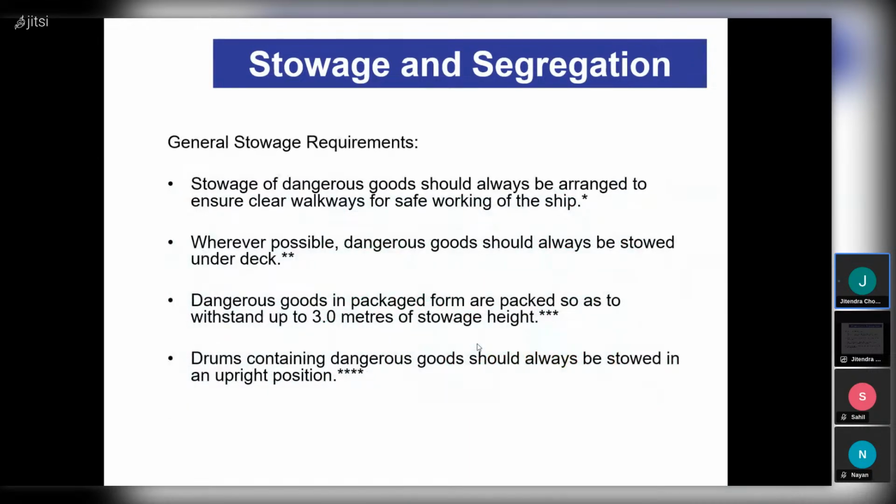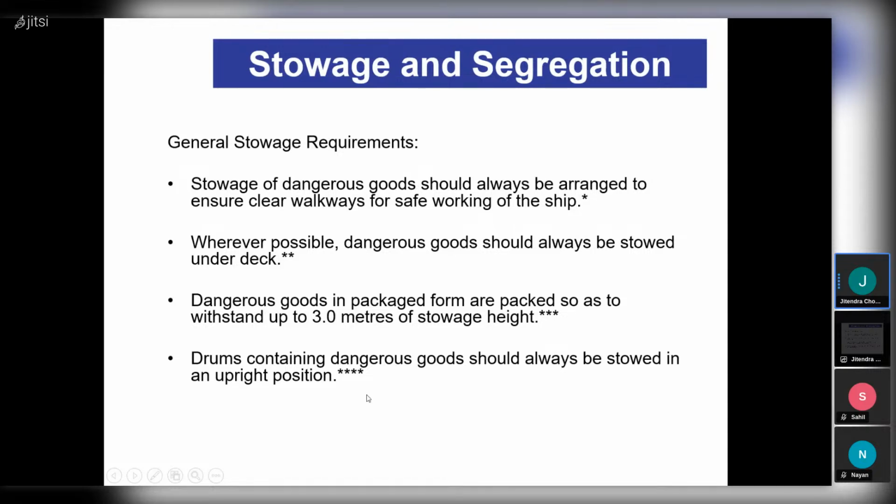Then all should maintain a proper distance and clear walkways. Dangerous goods should be stored under the deck. Dangerous goods in package form are packed so as to withstand up to 3.0 meters of storage height. So what is the height permitted for that container? Maybe storage height is 3 meters. Drums containing dangerous goods should always be stored in an upright position.